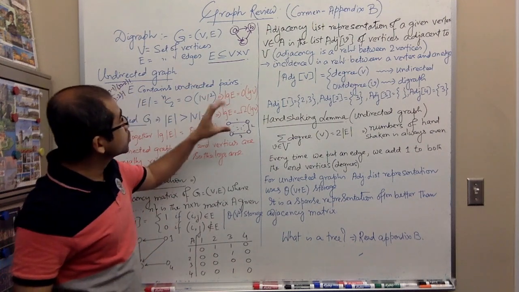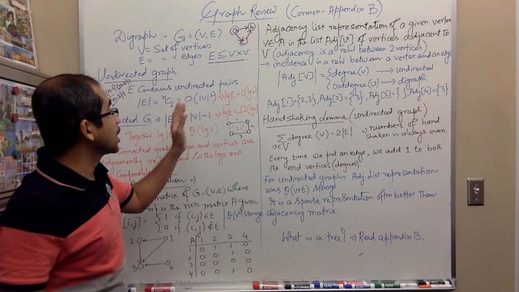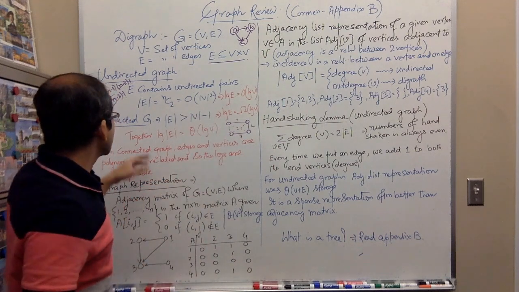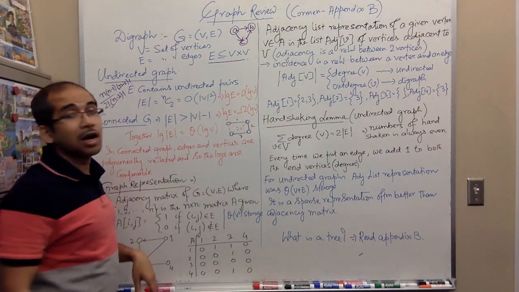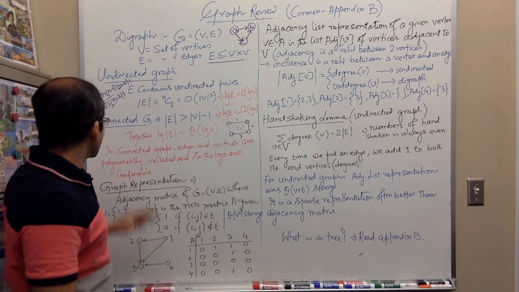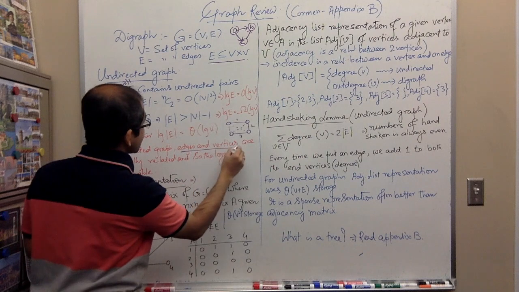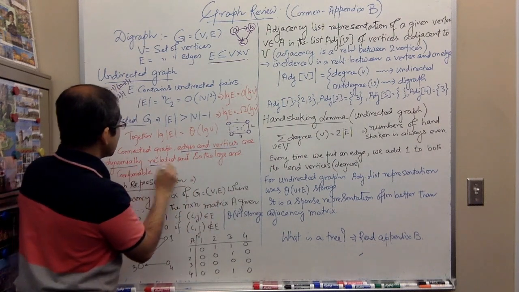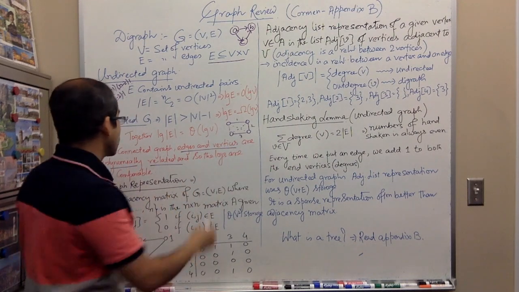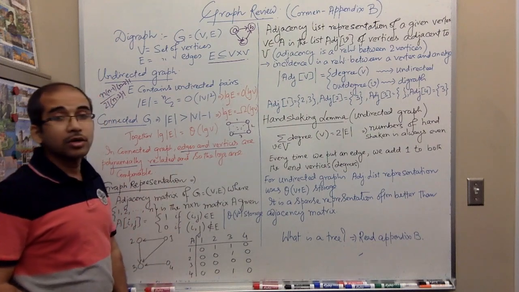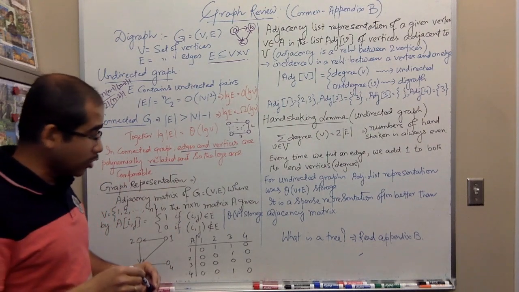Now if you combine these two, log E is big O of log V and log E is also omega of log V. So together log E is theta of log V. Okay, so that means in a connected graph, edges and vertices are polynomially related, and so their logs are comparable.